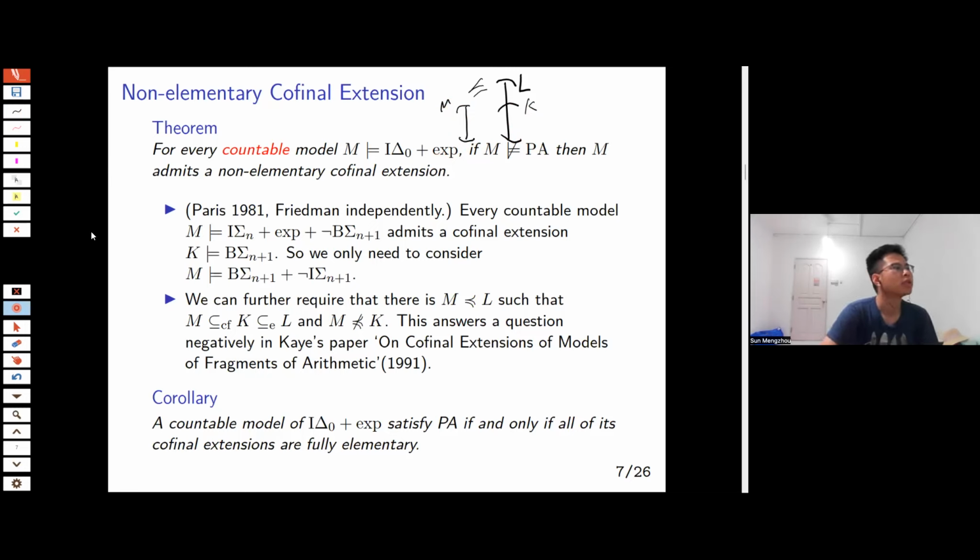And this actually gives a negative answer to one of the questions in a paper concerning the cofinal extensions of fragments of arithmetic. Also, as a corollary, we get a good characterization of countable models of PA. A model satisfies PA if and only if all of its cofinal extensions are fully elementary.